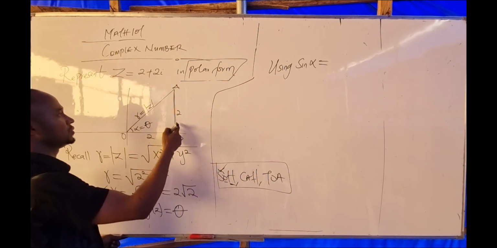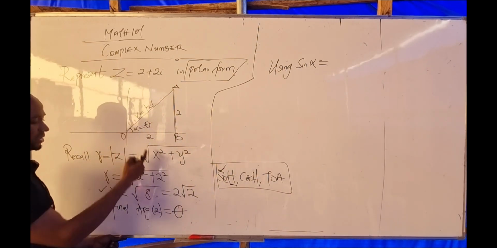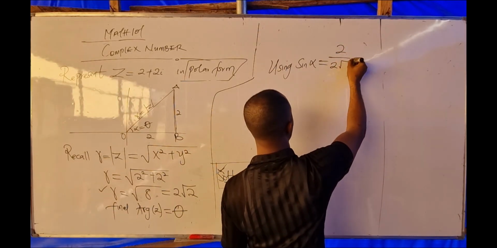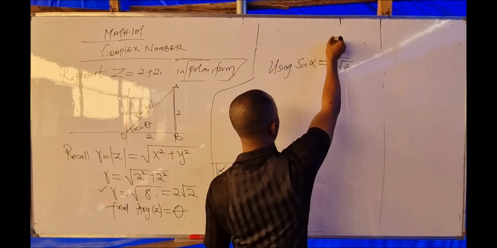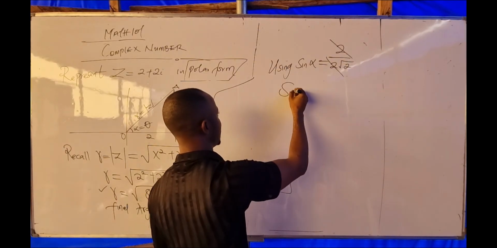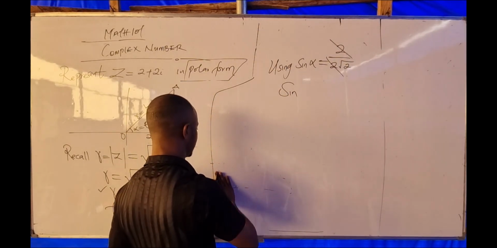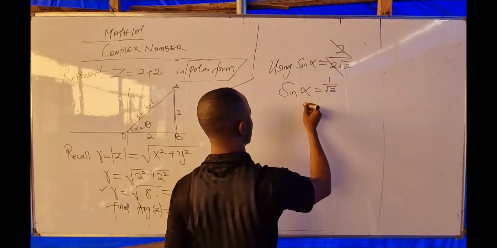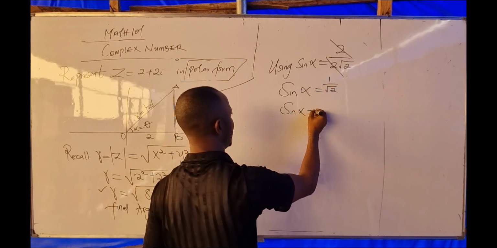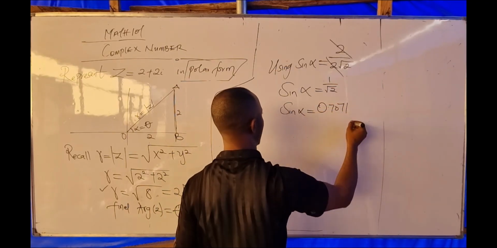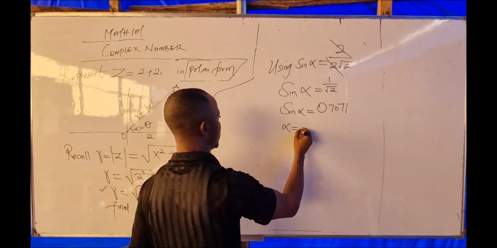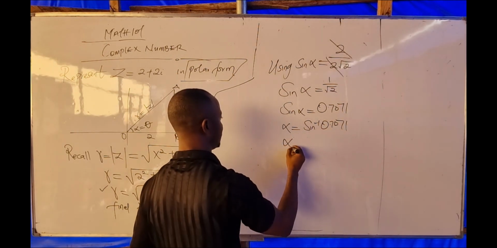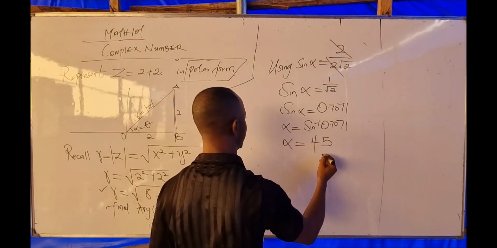Our opposite is 2. What is our hypotenuse? Which is 2 root 2. So that means 2 divided by 2 root 2, opposite over hypotenuse. When this cancels this, what do we have here? Sine alpha equals 1 over root 2. So what do you have here? Sine alpha equals 0.7071. To find alpha, we look at sine inverse of 0.7071. So alpha is actually 45 degrees.